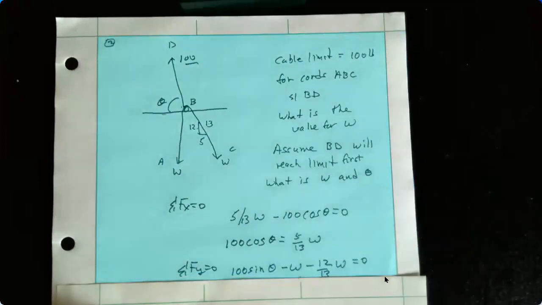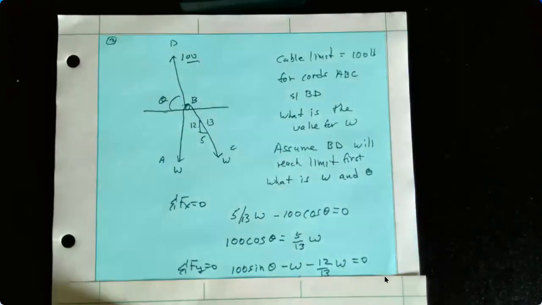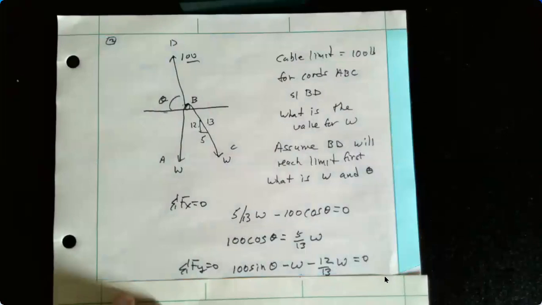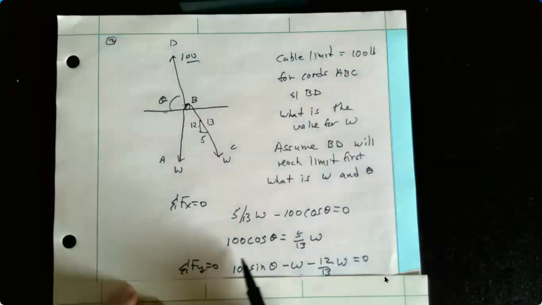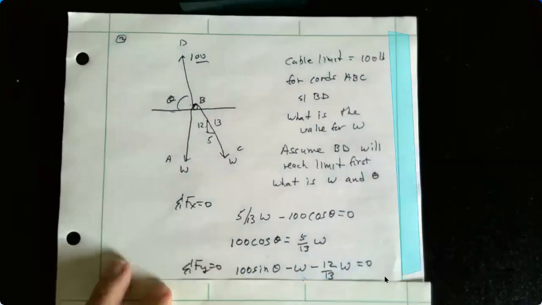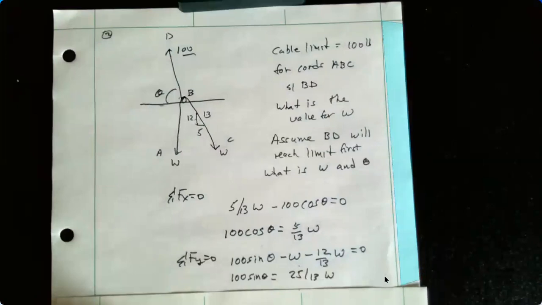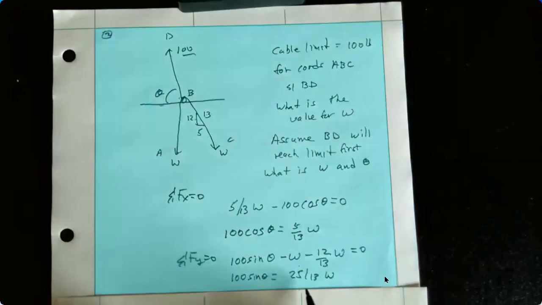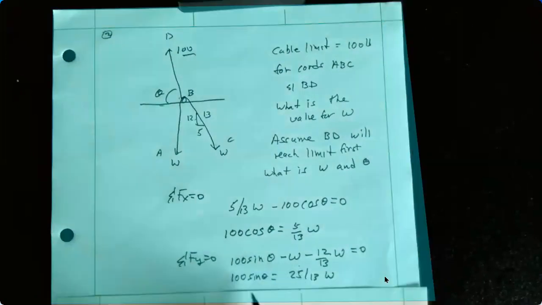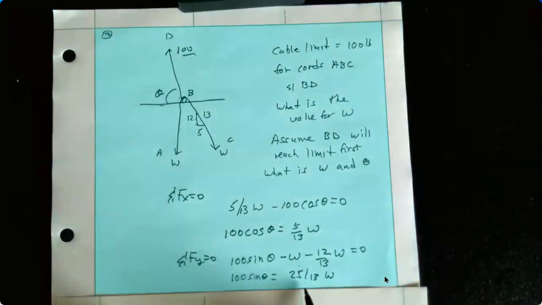I'm going to rewrite these then. We have these two equations, sum of forces in the X and sum of forces in the Y. I'm going to write this equation here like I did, 100 cosine theta. And we have 100 sine theta. W would be 13/13, so it'd be 25/13 W. Okay, so I have 100 sine theta, well, 25/13 W.